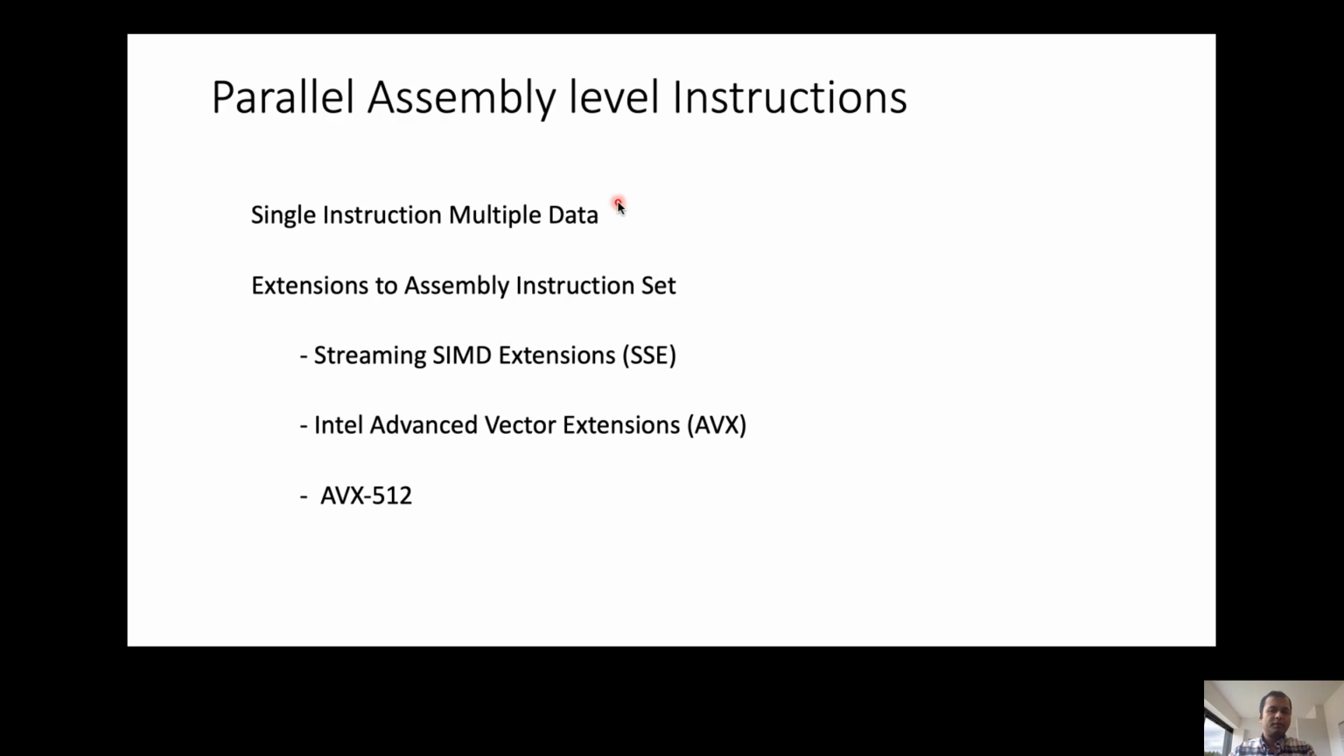So part 1 continues. So the basic idea is that we know about standard assembly level instructions, and we want to now learn about parallel assembly level instructions. So can we exploit parallelism using assembly instructions? So that's the basic idea.